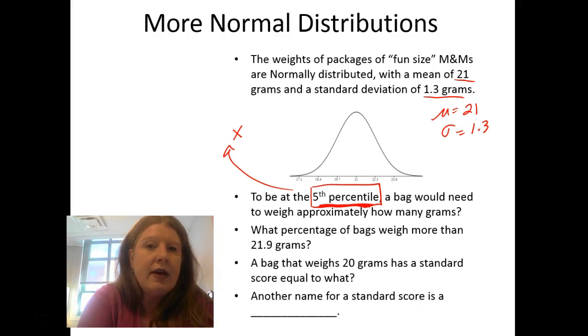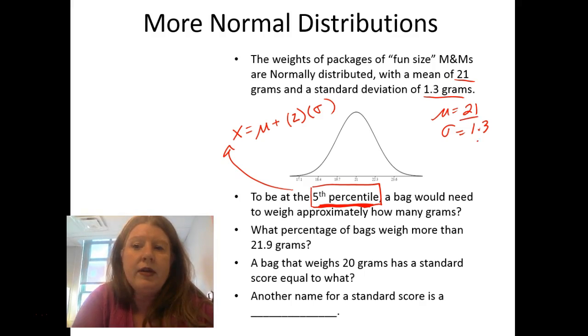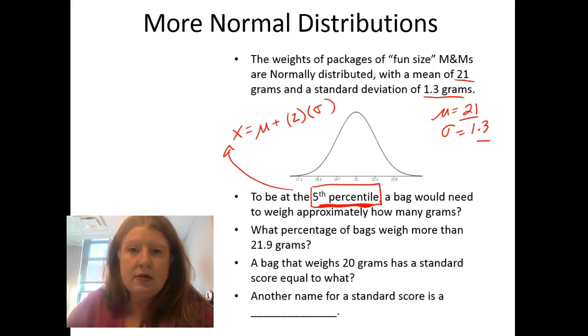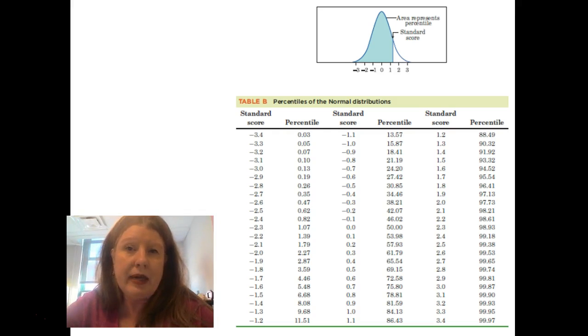We're trying to find a value of x, and to find that we need to know mu, and then we add that to z times sigma. So we know mu and we know sigma, but we don't know z. So we have to go into Table B and find the value of z that cuts off that lower 5% of the distribution. So quickly, here's Table B.